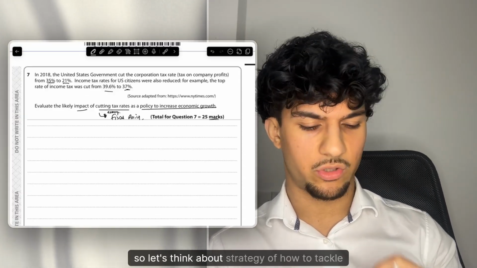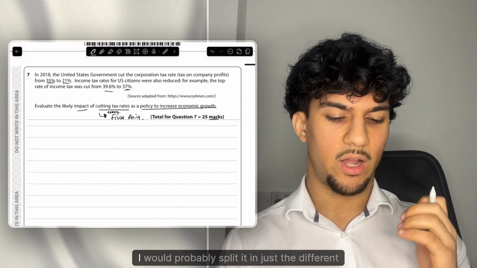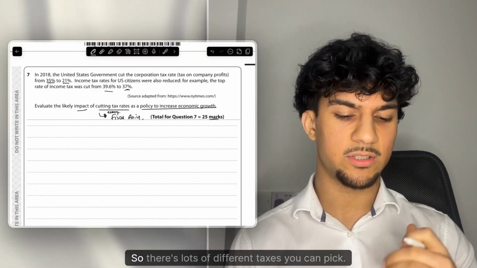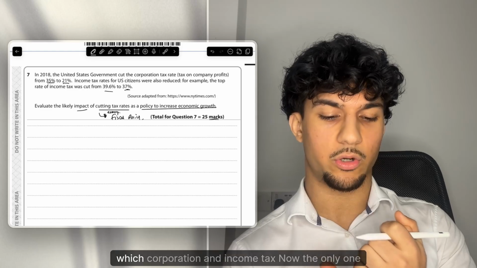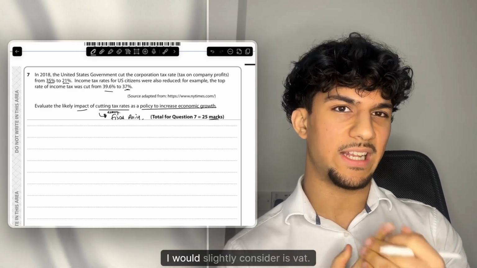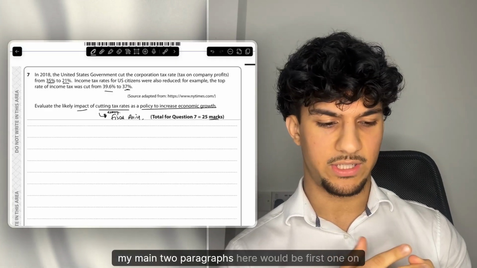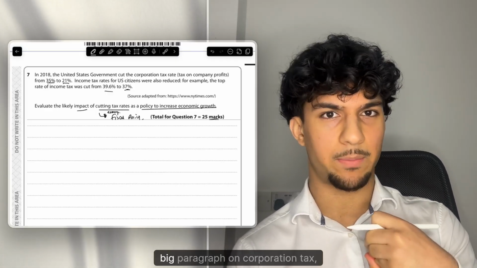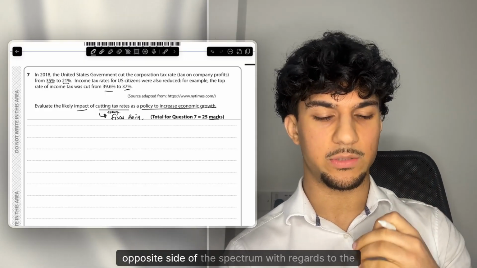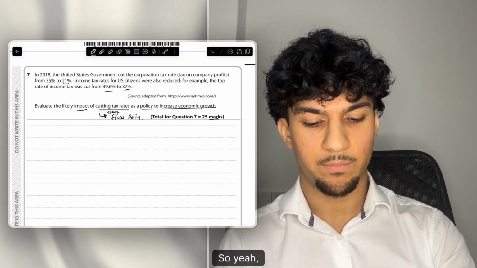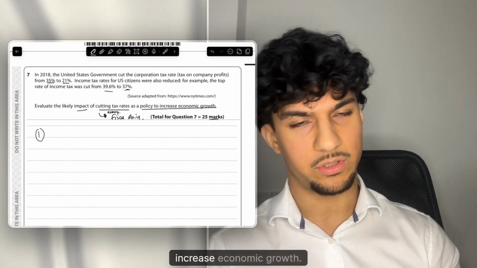Okay, so let's think about strategy of how to tackle this question. The way I would split these paragraphs is I would probably split it by the different types of taxes. There's lots of different taxes you can pick. There's VAT, there's national insurance, there's of course the obvious ones such as corporation and income tax. Now the only one I would slightly consider is VAT, but honestly, if I was being simple, my main two paragraphs here would be first one on corporation tax, big paragraph on corporation tax, big paragraph on income tax, and then of course the opposite side of the spectrum with regards to the evaluation. So the first paragraph would be on how cutting the rate of corporation tax would increase economic growth.